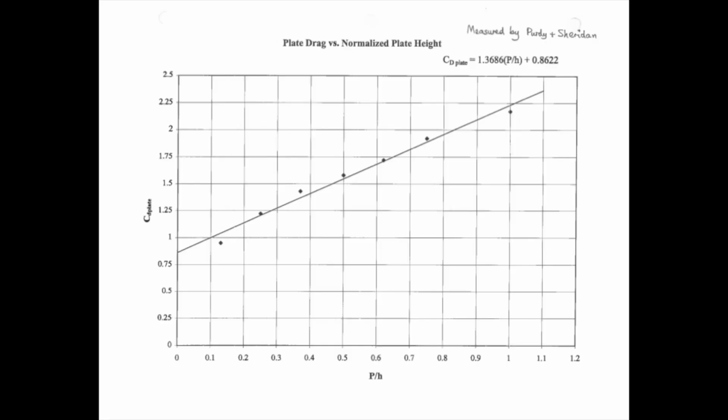And this equation actually comes from the last page of your handout. So you can see this at the back from Purdy and Sheridan. But you're going to fill out this table with CD plate for all of the different plate heights in this table. After this, you're also going to fill out CD system over CD bare for each of these plate heights. And the equation for CD system over CD bare is found at the bottom of this page. So you're going to need this table to do the last two plots.